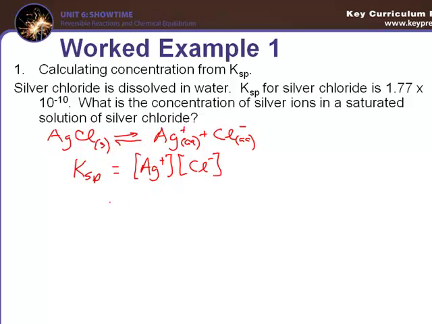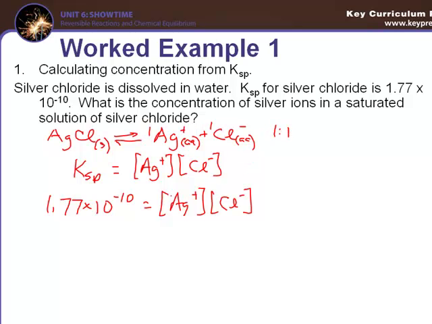The next thing we need to do is plug in what we know, which is the KSP. KSP for this reaction equals the concentration of the silver times the concentration of the chloride. Now, when we look at it, the silver chloride breaks up into 1 mole of silver and 1 mole of chlorine. It's a 1-to-1 ratio. So if Ag, silver, is X, that means chlorine's concentration has to be the same, because the silver chloride breaks up into a 1-to-1 relationship.